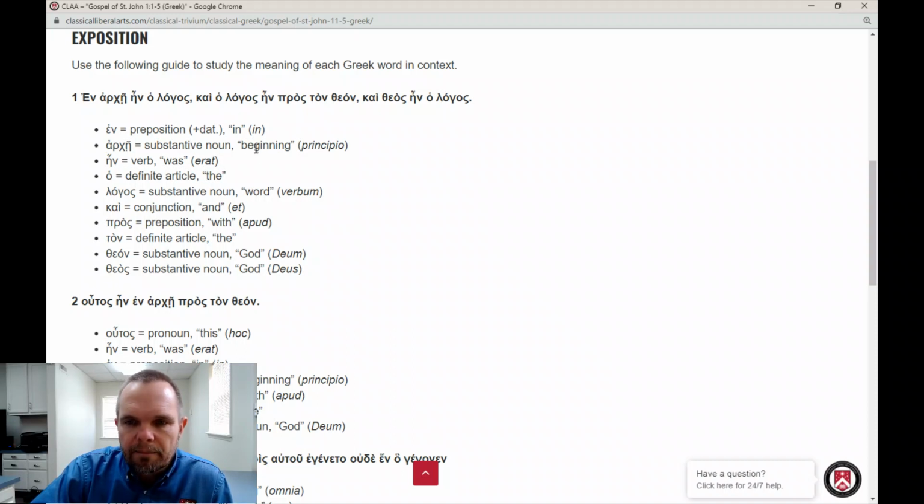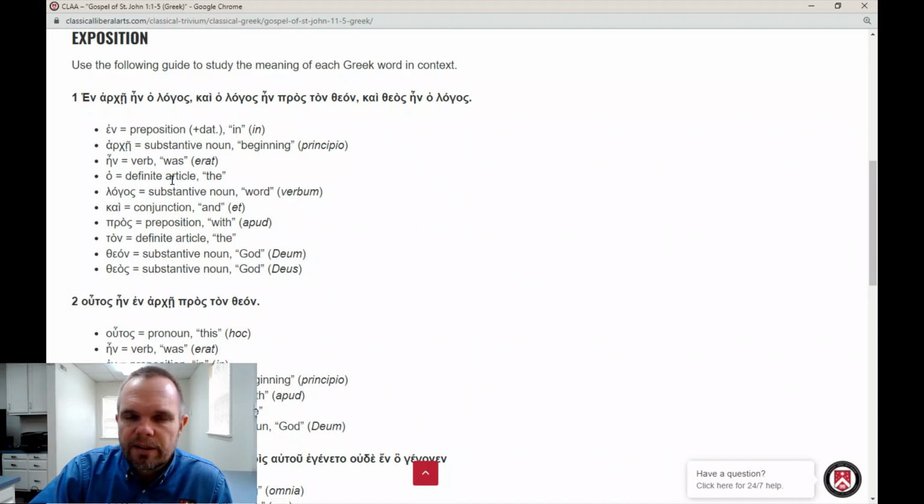Arche means beginning. Then we have the verb ein, which means was and is equivalent to the Latin verb erat. Then we have ho, which is a definite article. And if you studied Latin, there are no articles in Latin. So this is something new that has to be learned in Greek. And that's why studying Greek grammar at the same time is helpful, because there are some differences.